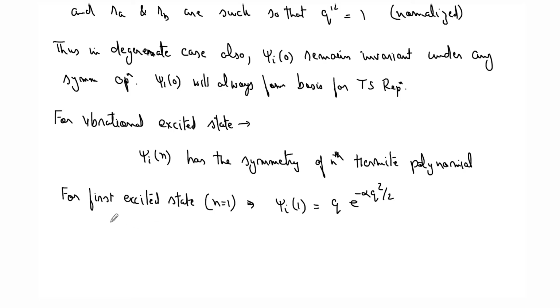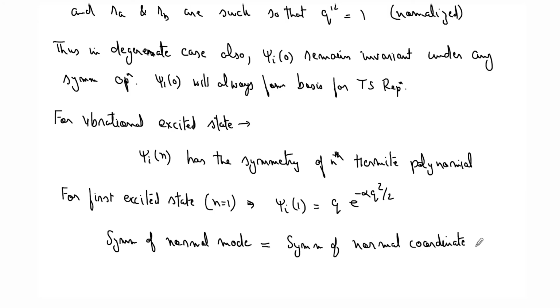Okay. So let's say symmetry of normal mode, which is determined in last lecture, is equal to symmetry of normal coordinate Q, and this is equal to symmetry of first excited state. So this is clear.